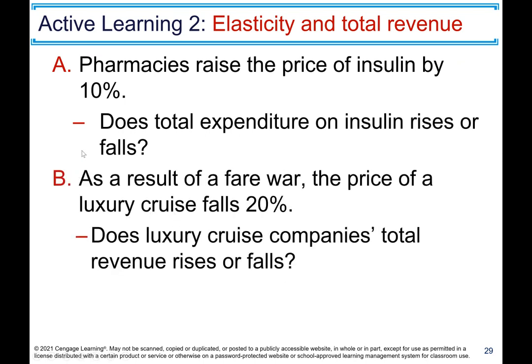Active Learning 2. Elasticity and total revenue. A. Pharmacies raise the price of insulin by 10%. Does total expenditure on insulin rise or fall? B. As a result of a fare war, the price of luxury cruises falls 20%. Does luxury cruise companies' total revenue rise or fall?